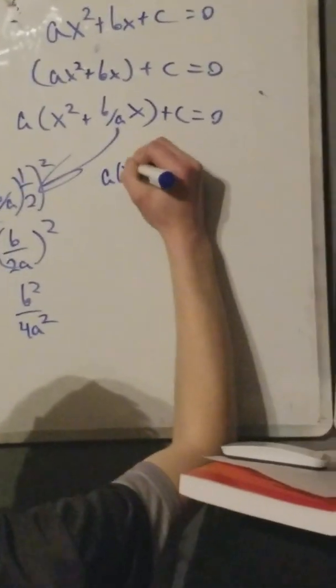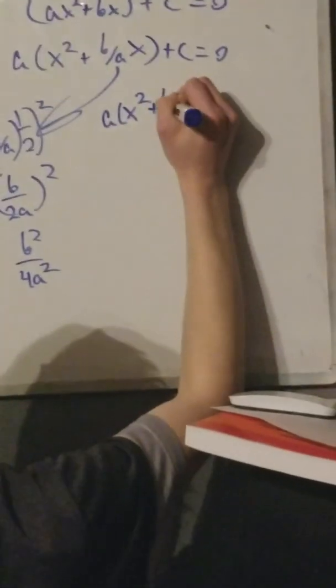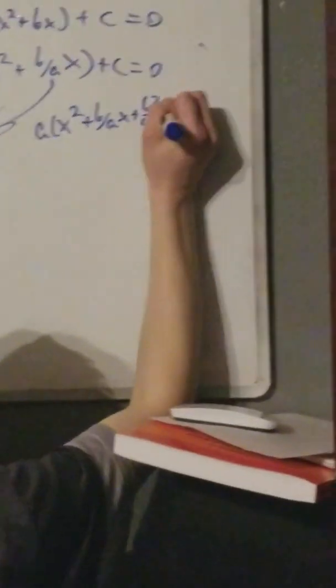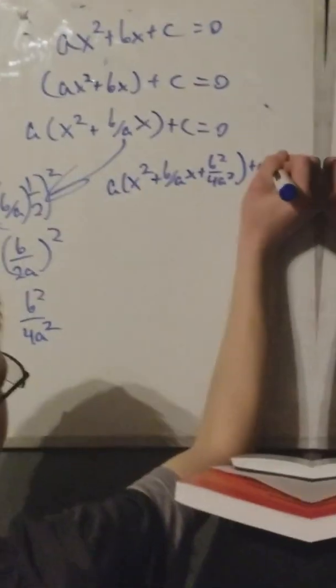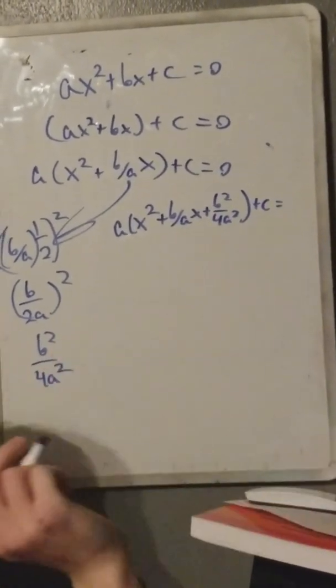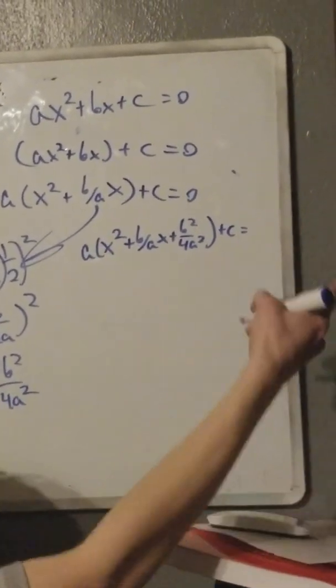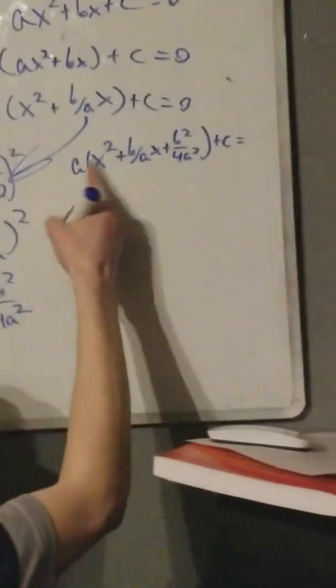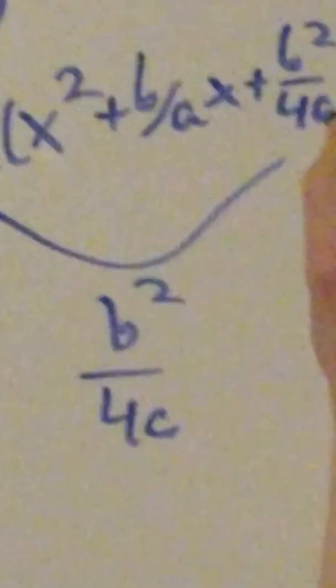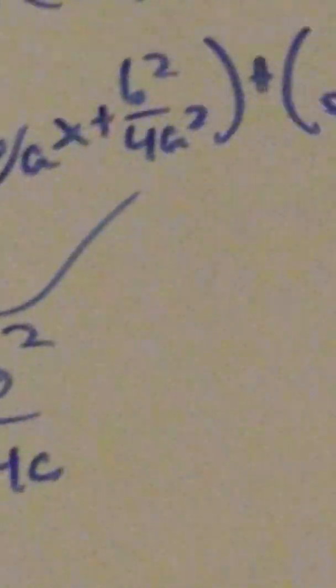So, ax squared plus b over a x plus b squared over 4a squared plus c equals, do we add 0? No, because we added something, we have to balance it out. What exactly are we adding? Well, we can't just do this on itself because it's attached to the a. So we're going to multiply the a to here, b squared over 4a, because this a cancels out with this a. This is what we add over here.